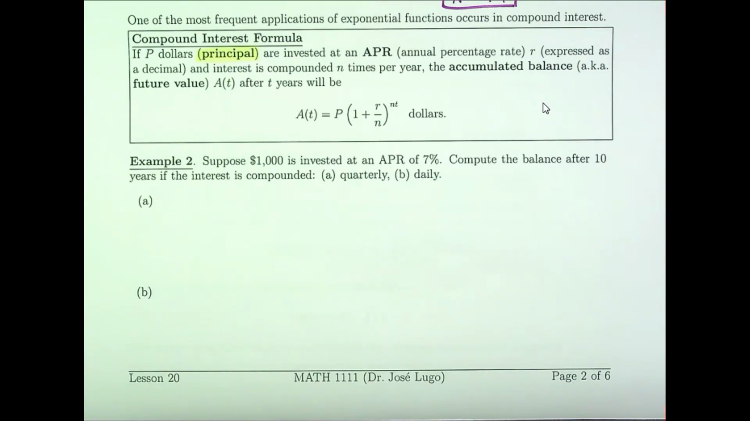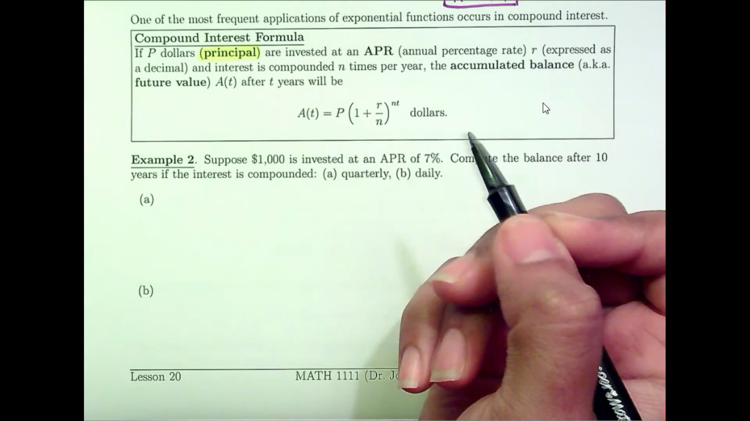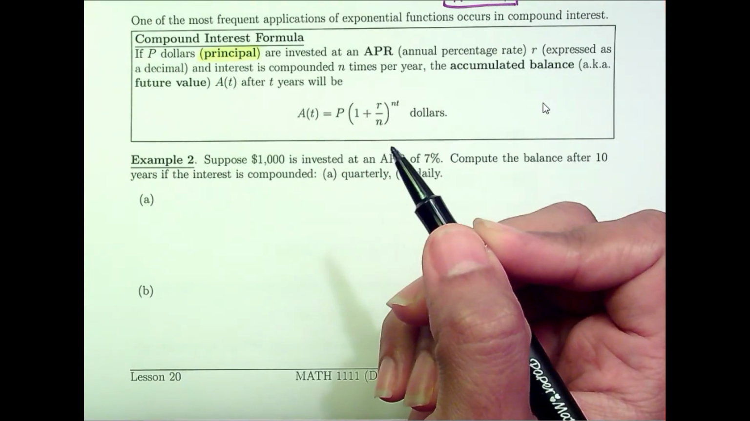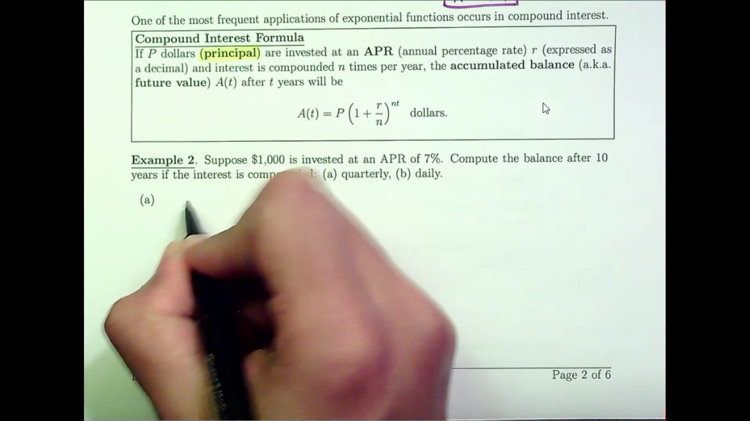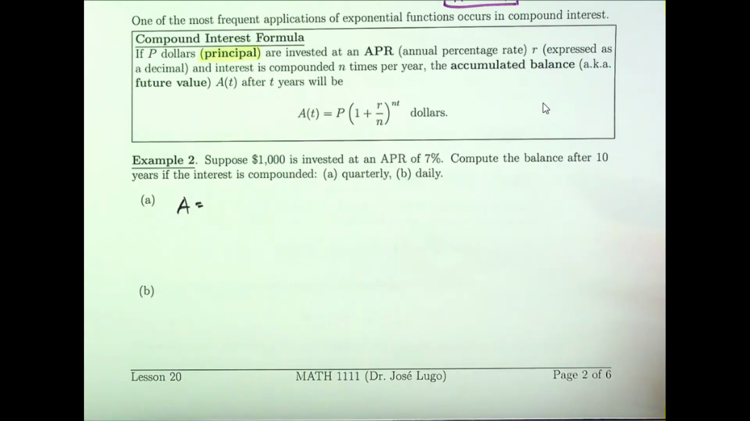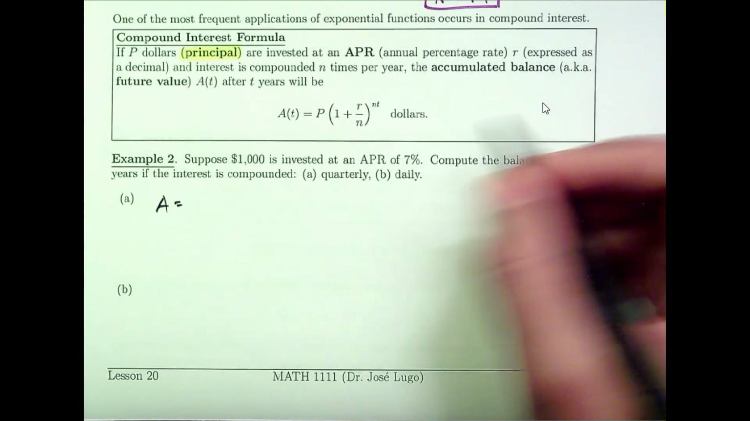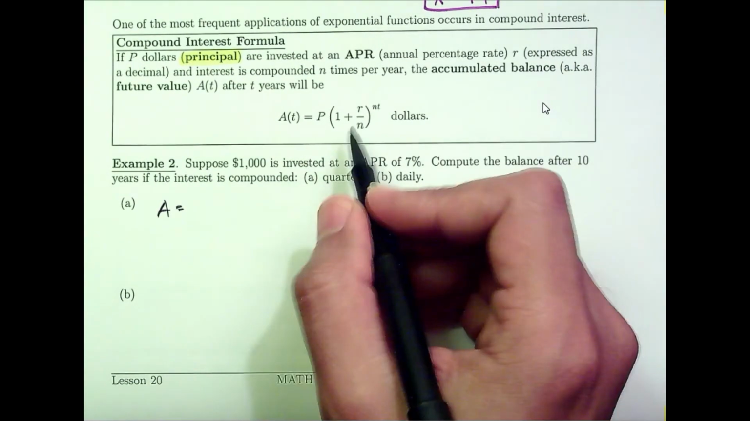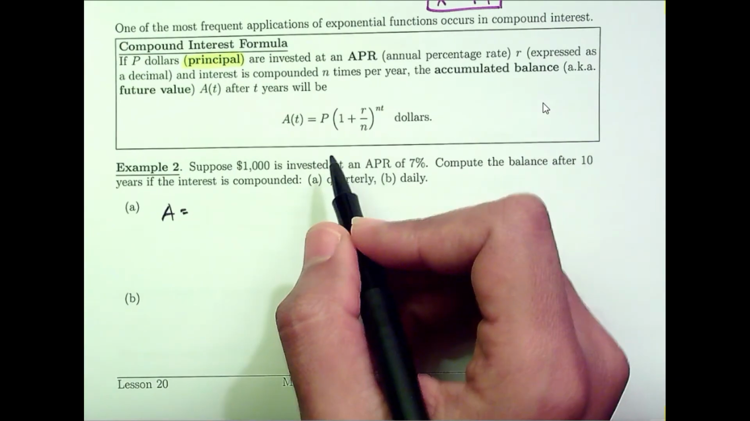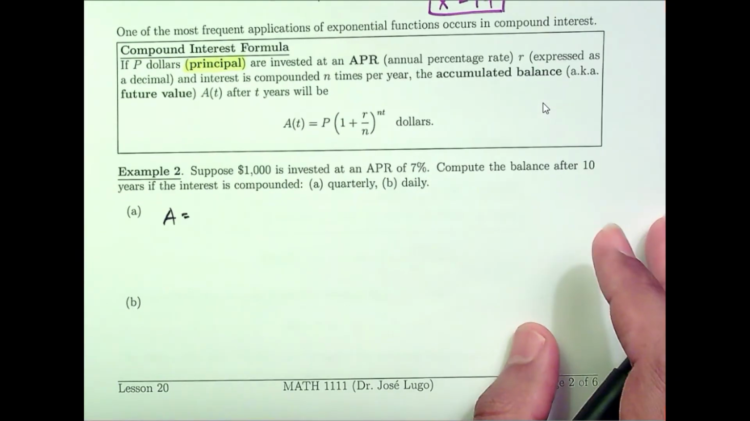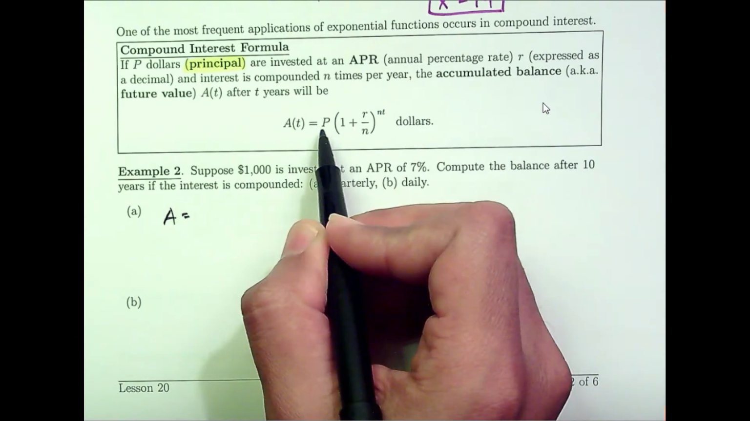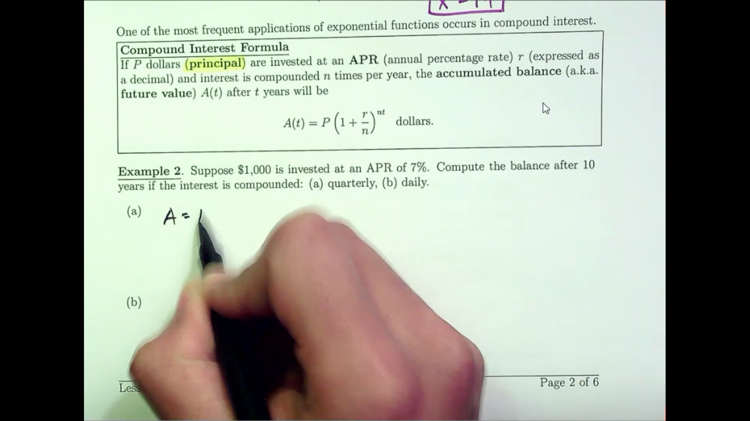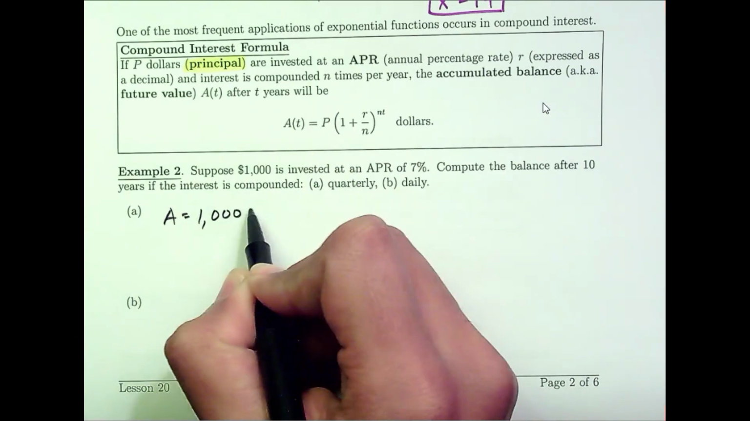Again, this is actually pretty simple because we have a formula and this is just a plug and chug type of problem. So the accumulated balance is going to be, let's plug in all these numbers. So P is the original amount invested, the principal. The P is 1,000. So I'm going to put here 1,000. That's for the P.